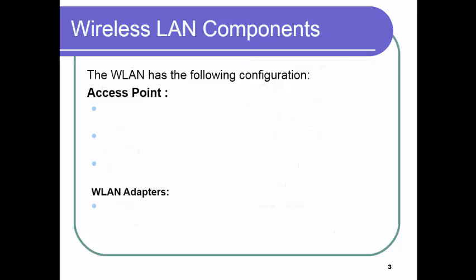So already we have discussed the different components of wireless LAN. In a wireless communication system, the access point plays an important role to provide wireless service, and wireless LAN adapters are also important in the computer world. So in wireless LAN, the following configurations are observed. The first one is the access point.